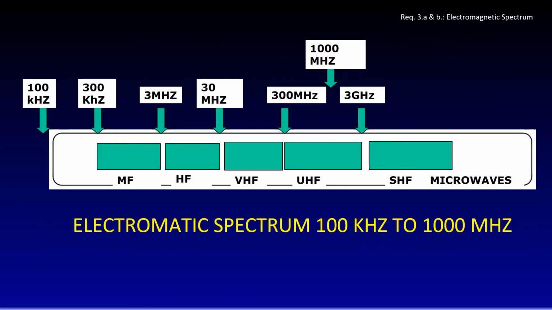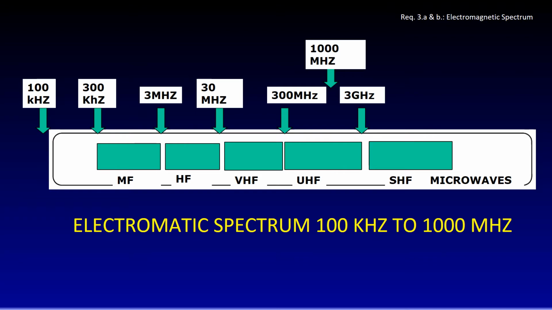As part of your requirements, you will need to answer in your workbook questions about the electromagnetic spectrum. They will ask you to draw a scale from 100 kilohertz to 1000 megahertz. Then you'll fill in the sections or bands for medium frequency, high frequency, very high frequency, ultra high frequency. They will also ask you to put in the microwave band. If you put the 1000 megahertz marker at the end of the scale, you will have no room for the microwave band. 1000 megahertz equals 1 gigahertz.